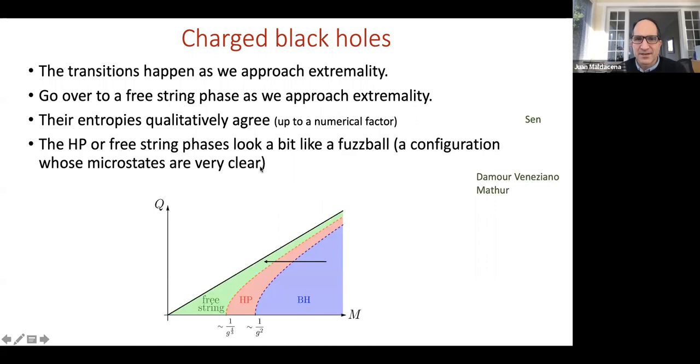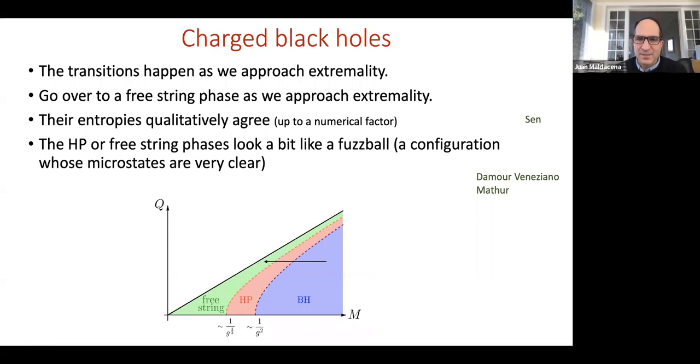However, when you look at the seed solution from which they came, you find that in this near extremal limit it was a very small black hole, and then you would expect it to undergo this transition. As we approach extremality, we expect to undergo the transition from the black hole to the HP solution and eventually also to the free string solution.